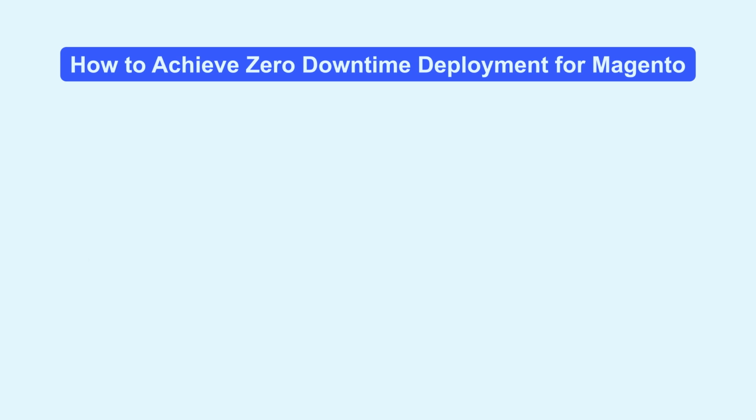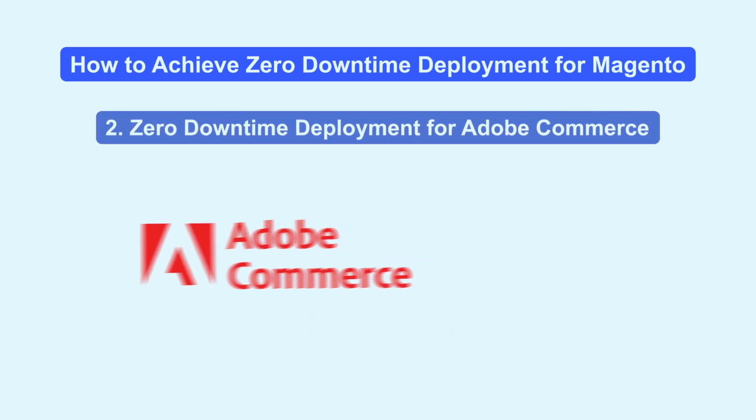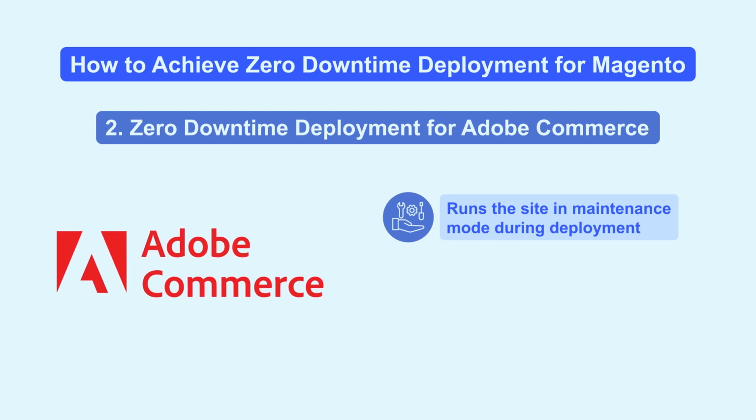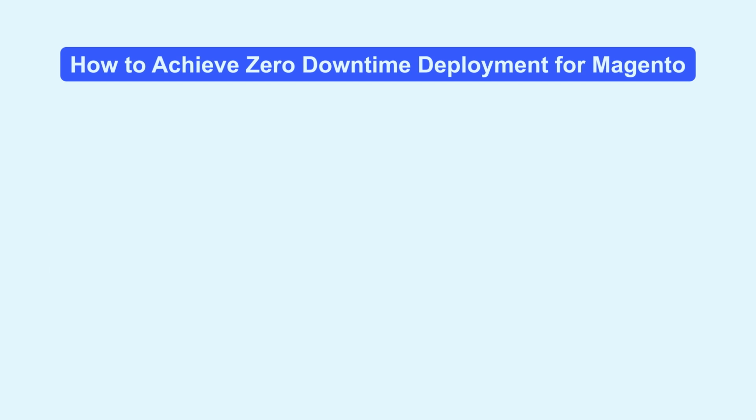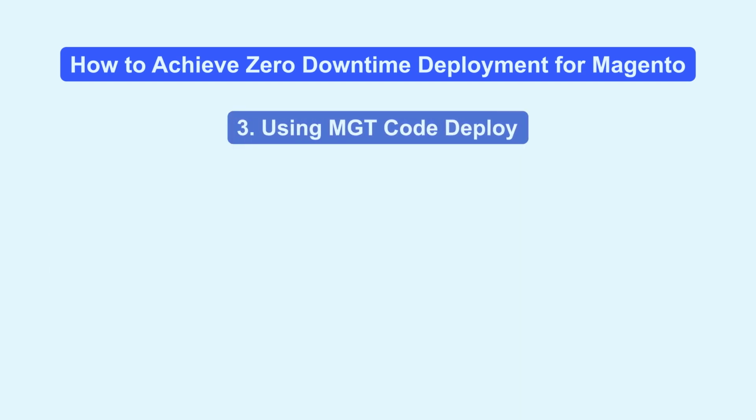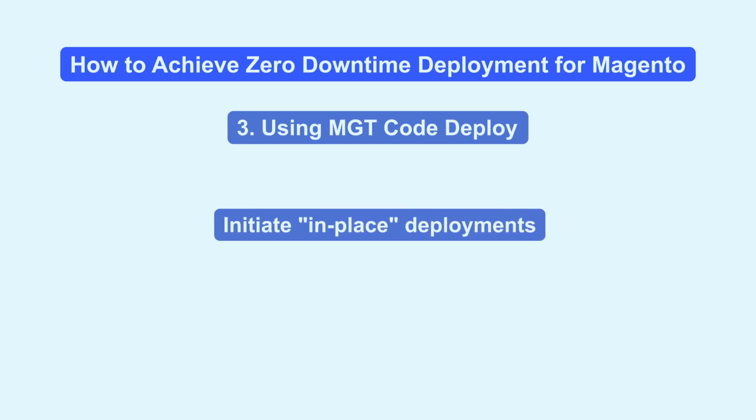The second strategy involves using Adobe Commerce, which runs the site in maintenance mode during deployment. But with configurations, you can make this deployment happen with zero downtime. Third, you can use MGT Code Deploy. It's a tool designed to initiate in-place deployments.